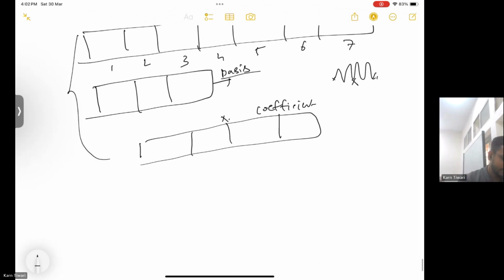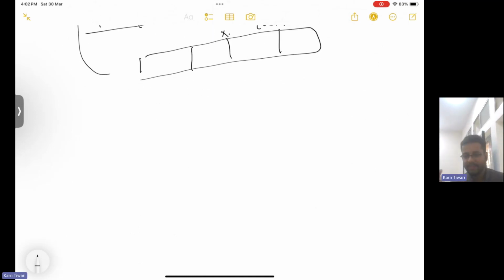So I hope I have given the two views about the convolution and it will be clear. Okay. So if you have any doubt, do let me know.